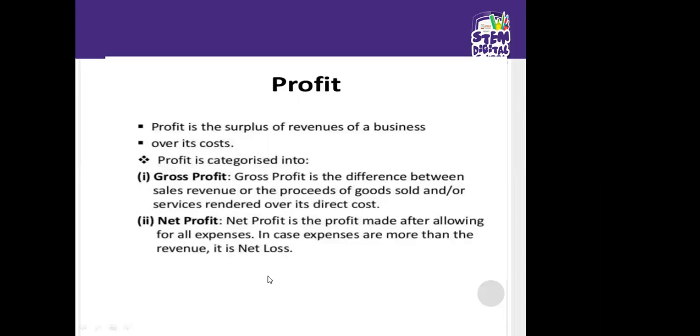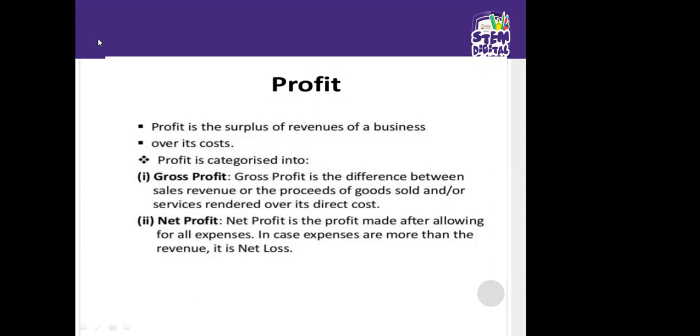Right, next concept that we are going to look at is profit. So let's see what they say about profit. Actually, the main goal of each business is to make profit. They say profit is the surplus of revenues of a business over its costs. So the money that the business is making at the end of the day is going to be seen as the profit of the business.